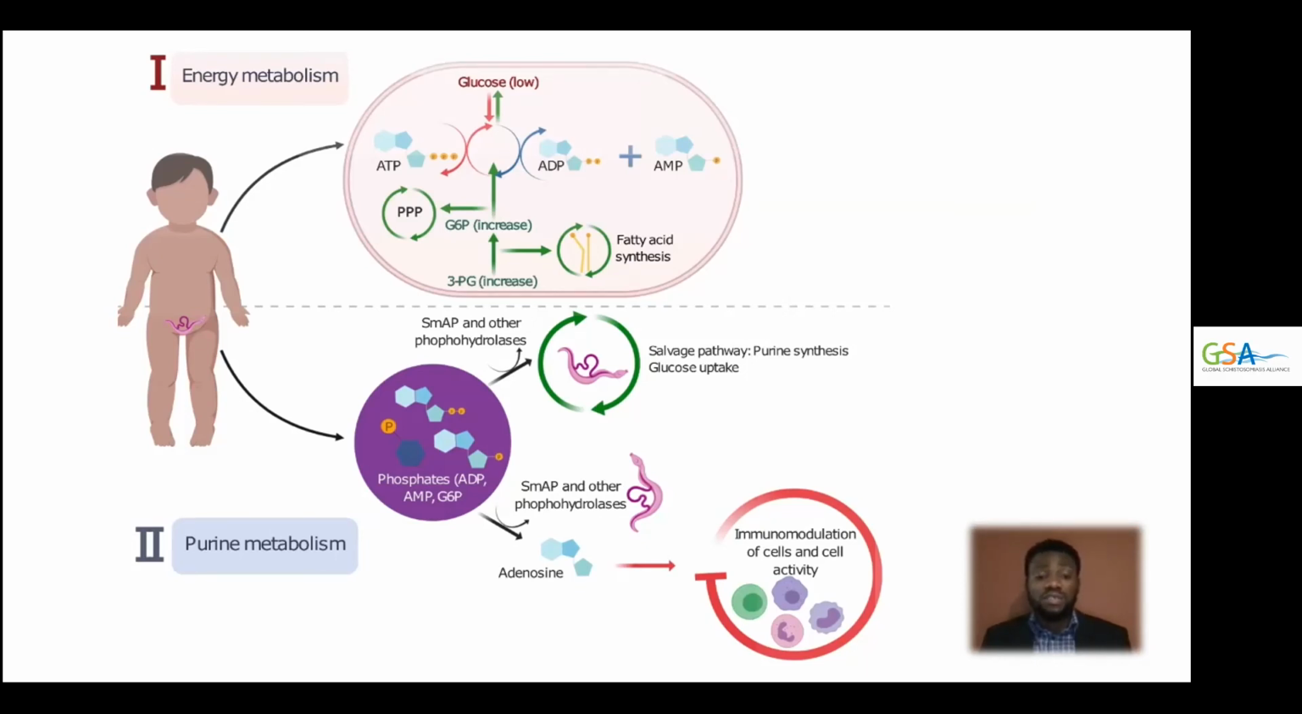Now, cleavage of these molecules also results in free adenosine, which has also been shown in experimental studies to be involved in immunomodulation of cells and cell activity. And this is not surprising given that schistosome infection is associated with a significant immunomodulation and a pronounced Th2 type response.